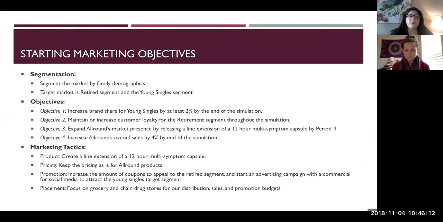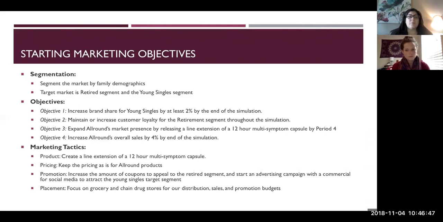Objective 1 was to increase the brand share for young singles by at least 2% by the end of the simulation. Objective 2 was to maintain or increase customer loyalty for the retirement segment throughout the simulation. Objective 3, expand all-around market presence by releasing a line extension of a 12-hour multi-symptom capsule by period 4. And objective 4 was to increase all-around overall sales by 4% by the end of the simulation.